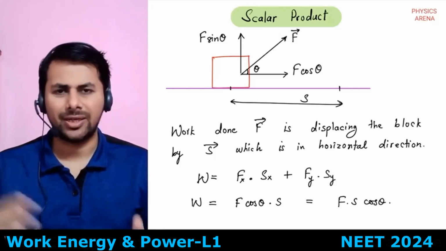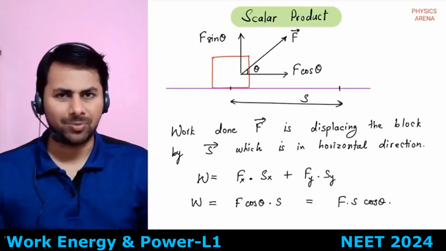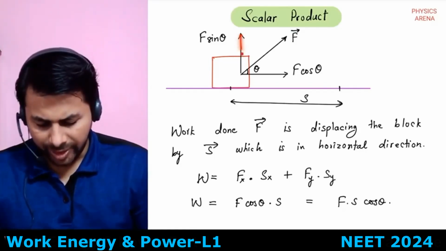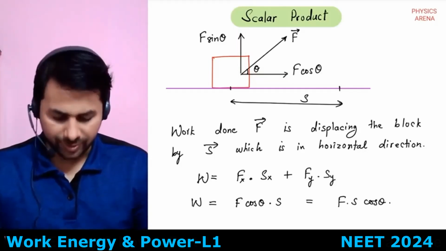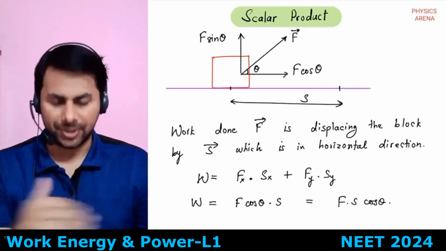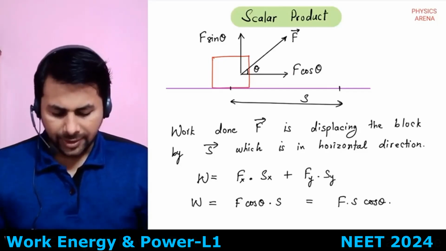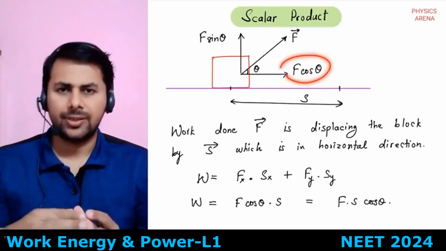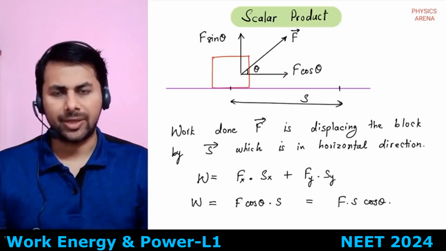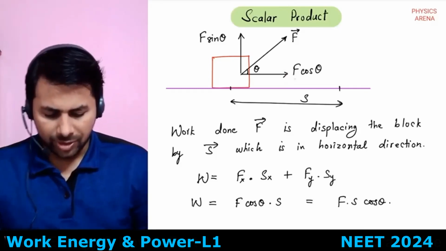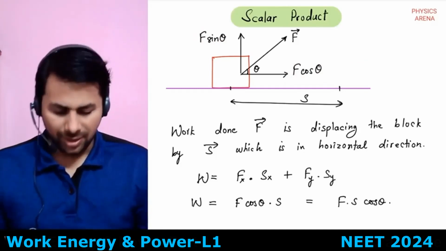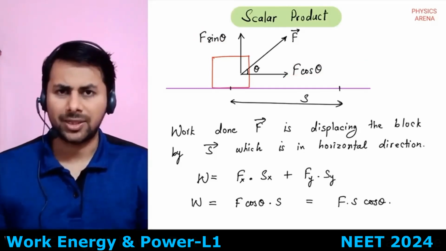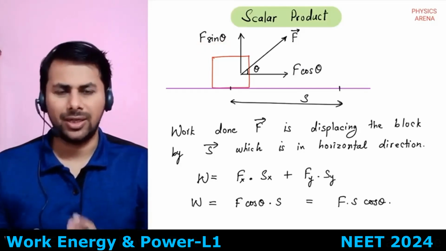We can resolve this force along two perpendicular components. One component would be F sin theta, which is vertically upwards, and another component is F cos theta, which is directed in the horizontal direction. So work is the displacement multiplied by the component of force in the direction of the displacement. Which of these two components is doing work? There is displacement in x direction only, so only F cos theta is doing work. F sin theta is not doing any work.